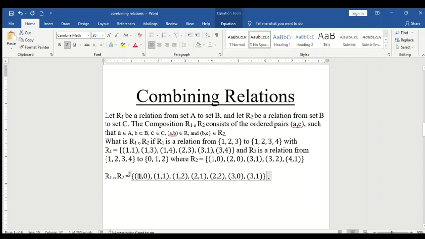Then, in combining relations, we are just mapping. What do I mean? In R1, 1 is mapped to 1. Because we are referring to 1 mapped to 1, to find the composition of the relations we will also find 1 in the second set. Where can we find 1 for this set? Here, 1 is mapped to 0. So in other words, as I said, 1 is mapped to 1, but 1 here is mapped to 0. Therefore, the map is (1, 0).